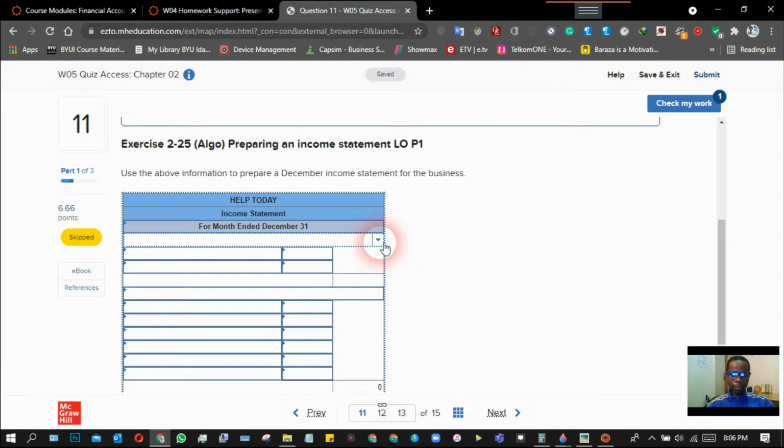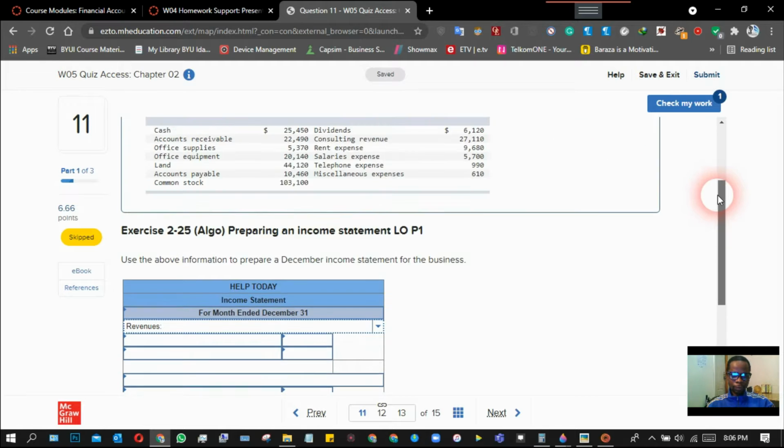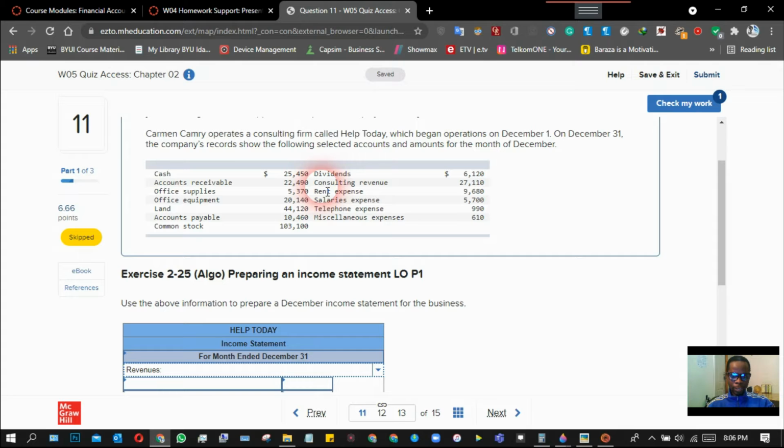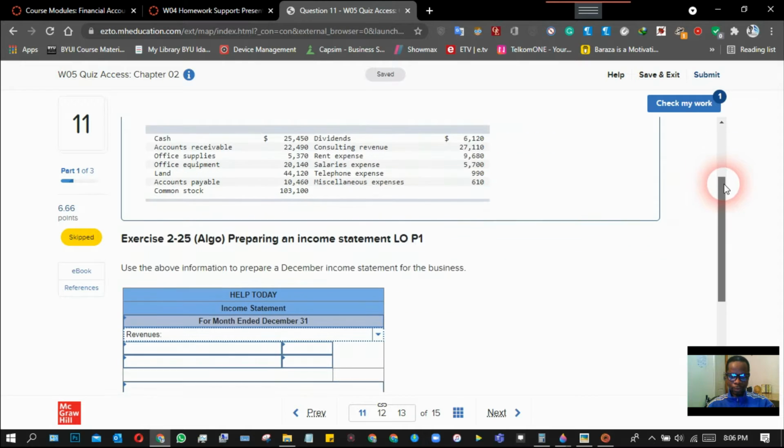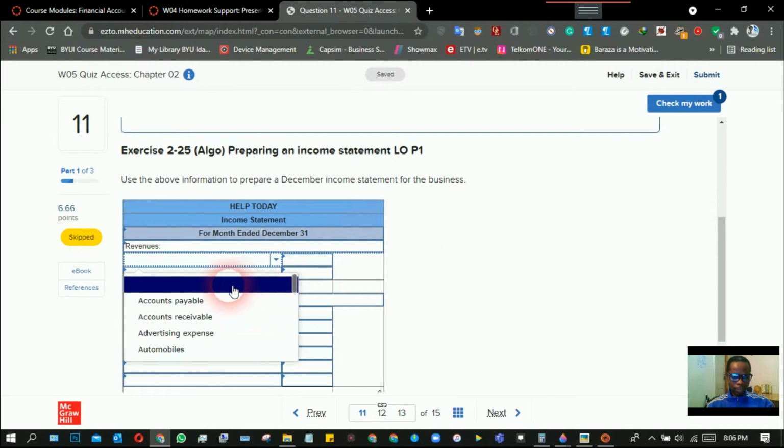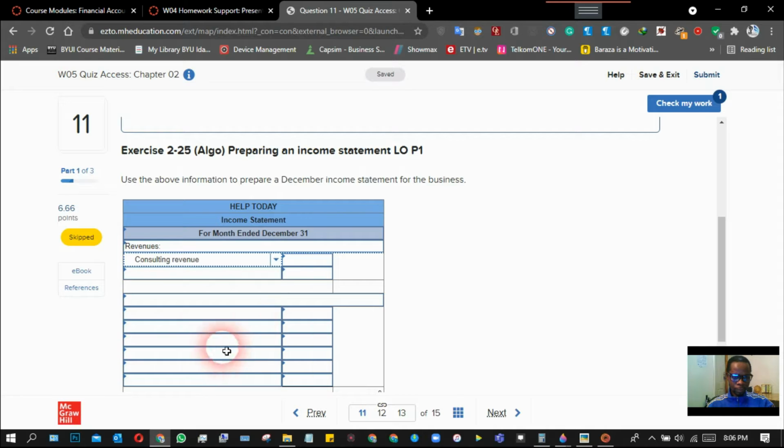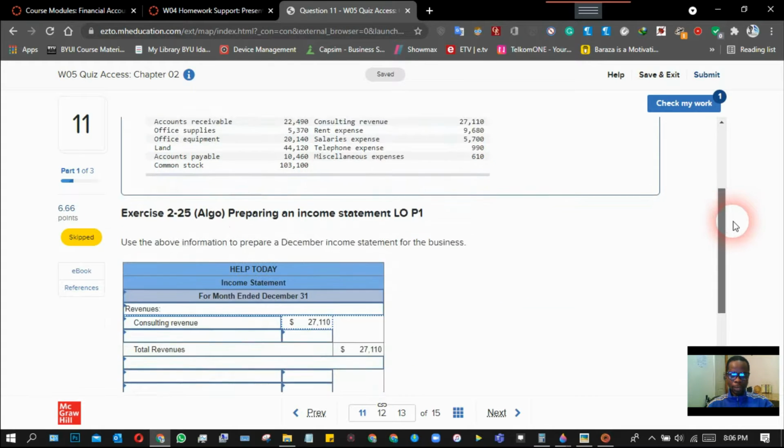On top here we need to first put the revenues, and then we'll later put the expenses and then the net income. For the revenues, we only have the consulting revenue. If you check through, the consulting revenue is 27,110. We put here consulting revenue, which will give us 27,110. Okay. And then since we don't have any other revenue, we go to the next item, which is expenses.